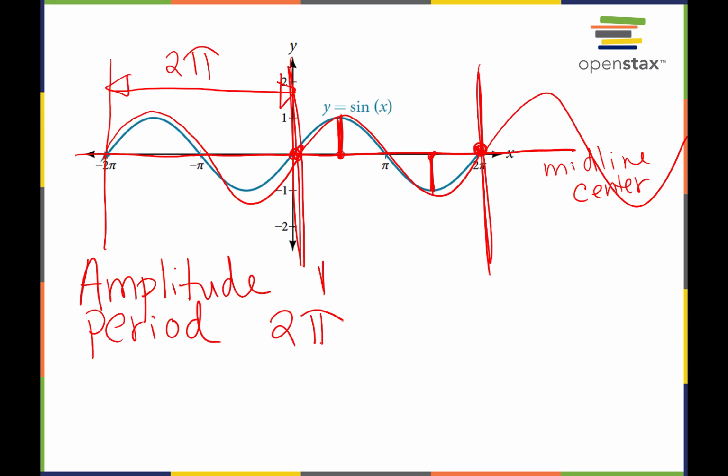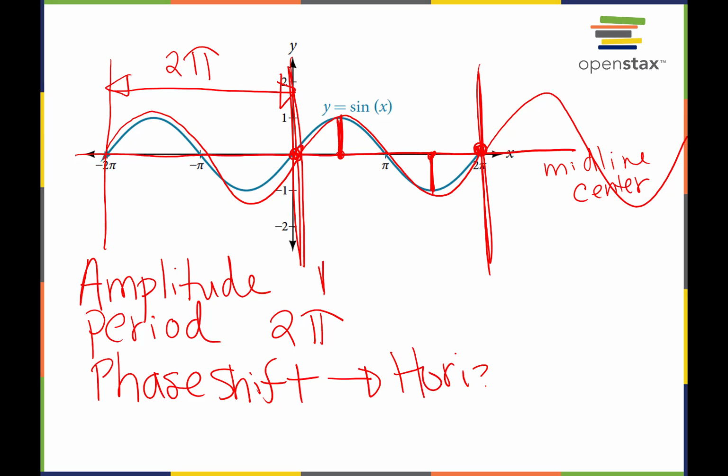Okay, now there's also something called a phase shift. This graph does not have a phase shift. However, if it did, the phase shift just means how far it's moved horizontally. It's just a fancy way of saying what the horizontal shift is.